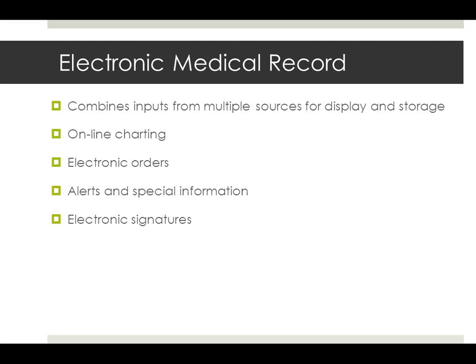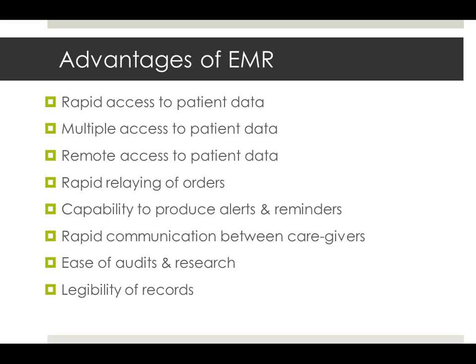Okay, so electronic medical records, as we're dealing with right now, combines inputs from multiple sources for display and storage. Allows for online charting, so no more paper records. Allows for electronic orders to be placed. That's where we're having most of our headaches right now. Allows those alerts and special information to be provided to the caregivers. And then has the electronic signature capability for the orders. So everything is contained within the system, and I don't know we'll ever be totally rid of paper, but a bunch of it will go away and has gone away with the implementation of EMRs and EHRs.